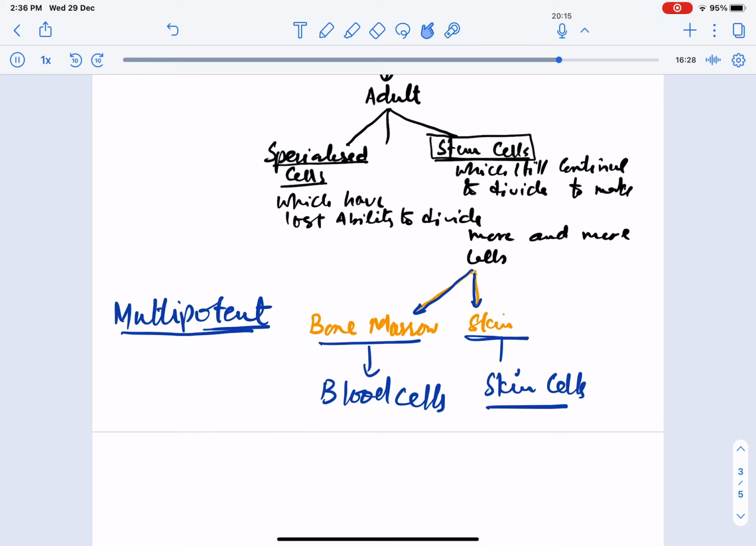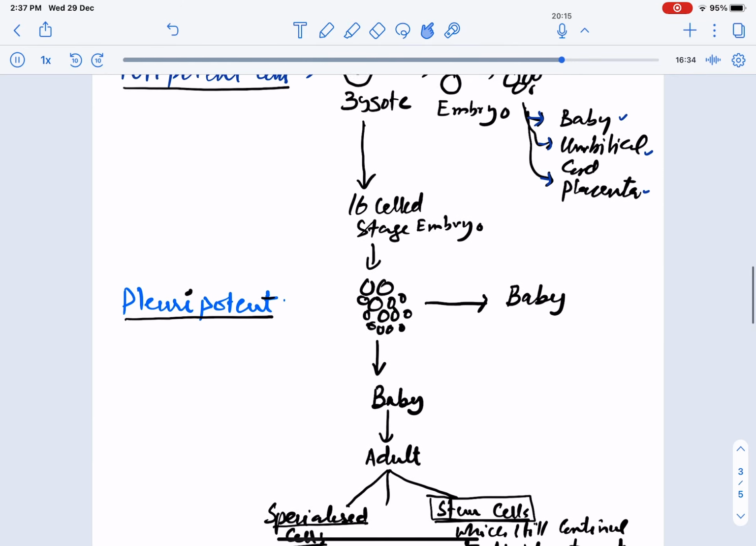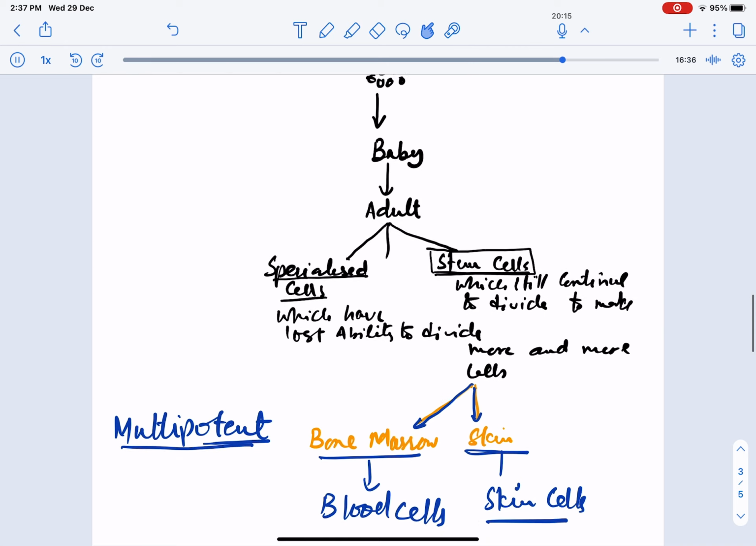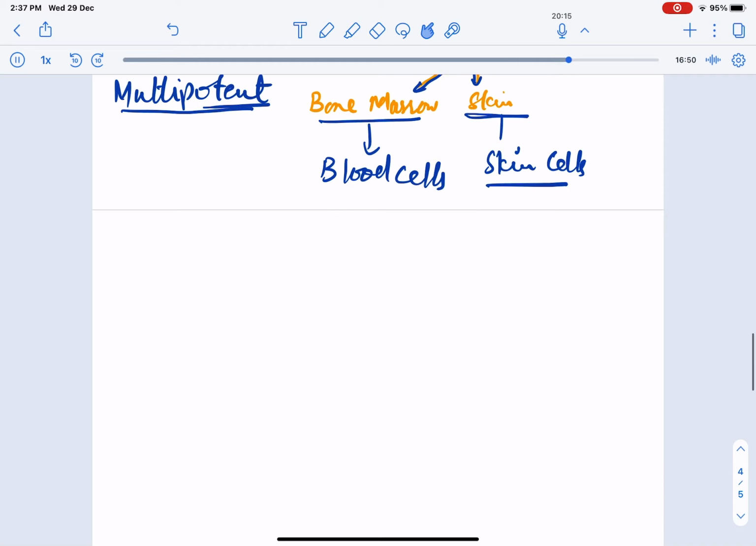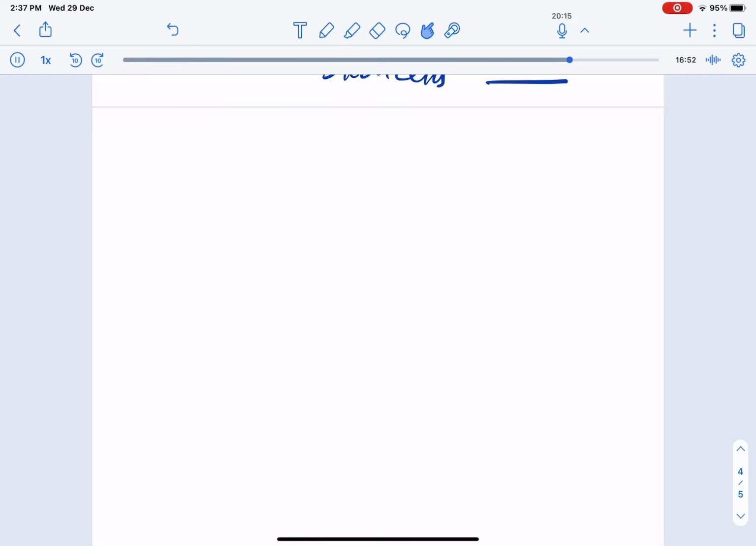So there are three basic types of potency: totipotency, pluripotency, and multipotency. We have more examples that include unipotency and bipotency. However, the concept of unipotency and bipotency is not in our syllabus, so we will not discuss that in today's lesson.